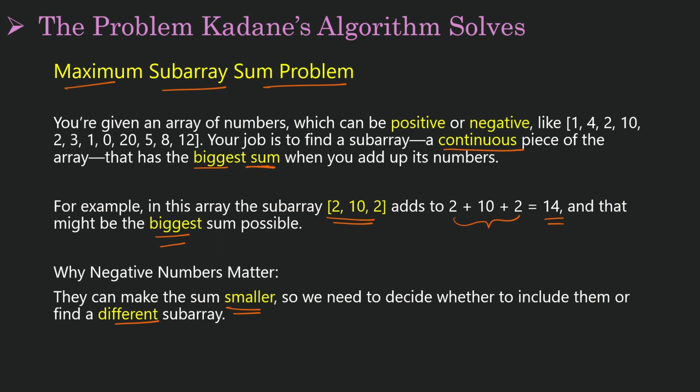Negative numbers are particularly important because they can drag down the total, requiring you to weigh whether extending a subarray with a negative number is worth it or if starting fresh is better. Kadane's algorithm handles this by cleverly balancing these choices as it moves through the array.